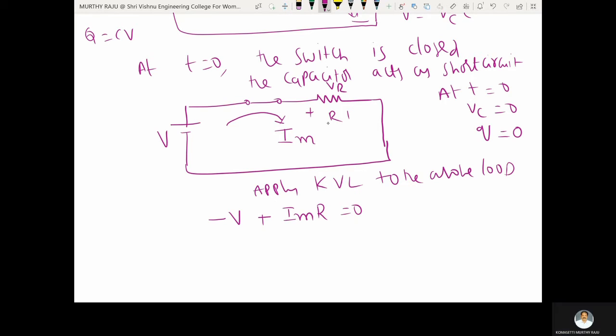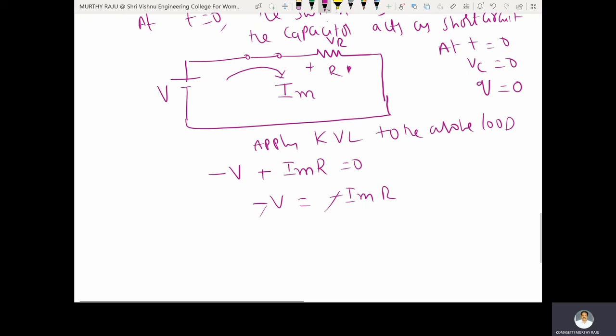Minus V plus R into IM, plus R into IM. Therefore, minus V is equal to minus IM into R. From this expression, the capacitor charging current is initially maximum. IM represents maximum current because V is equal to VR.